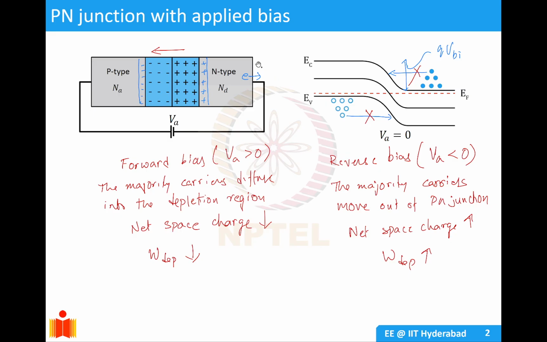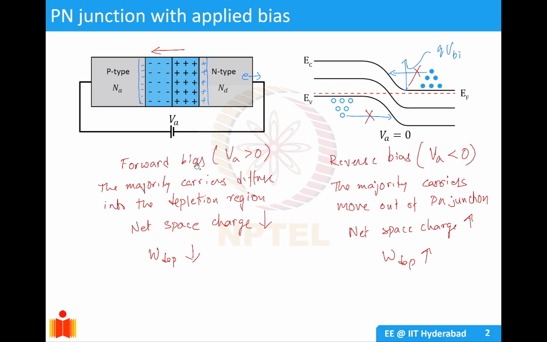So this week we will study what happens when we apply bias across the PN junction. There are two types of biases that you can apply. One is forward bias, where the higher potential side is applied to the P type and the lower potential side is applied to the N type. And another is reverse bias, where the higher potential side of the battery is applied to the N type semiconductor and the lower potential side of the battery is applied to the P type semiconductor.